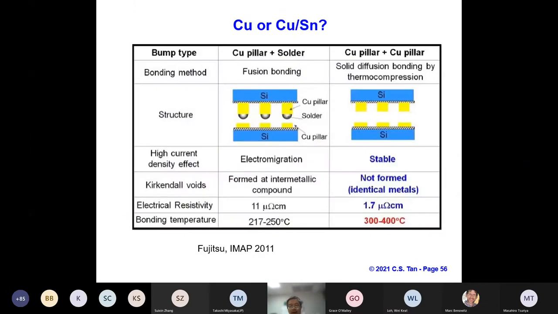At the end of the day, I would like to put side by side the copper pillar with solder cap, comparing it to pure copper-to-copper. What are the merits that you can see here? First, in terms of reliability, the surface is more stable in terms of electromigration. Secondly, because you do not have the intermetallic compound to worry about, you end up with better physical properties, which you can see in this chart.